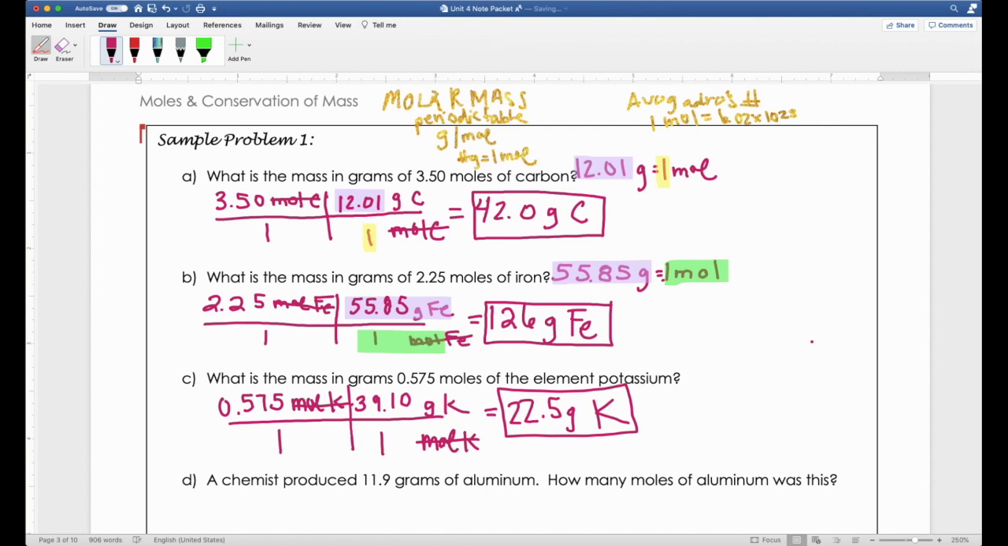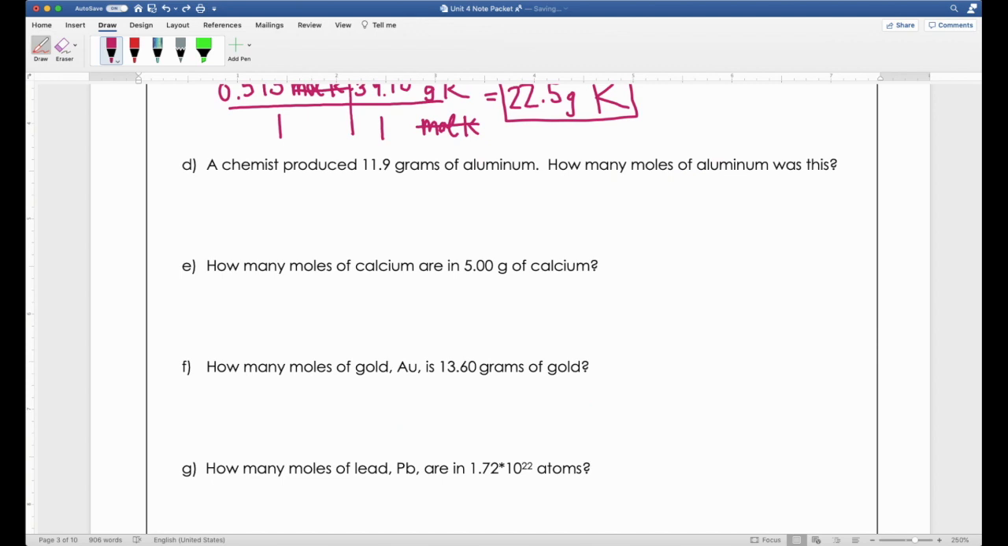And the answer for C should be 22.5 grams of potassium. Same exact thing. All you did was start off with a different number, and then of course a different molar mass because it's a different element. Let's go ahead and try D.